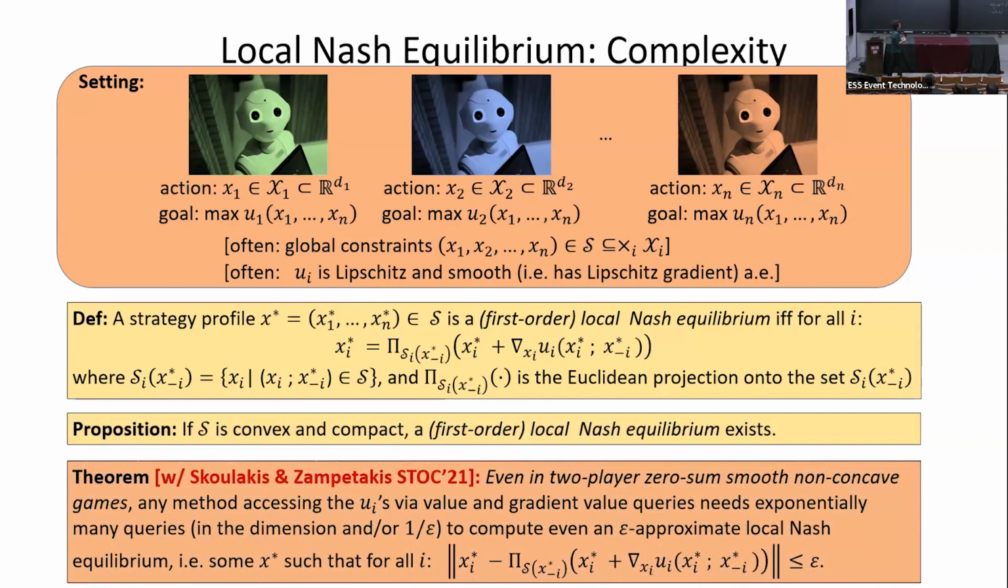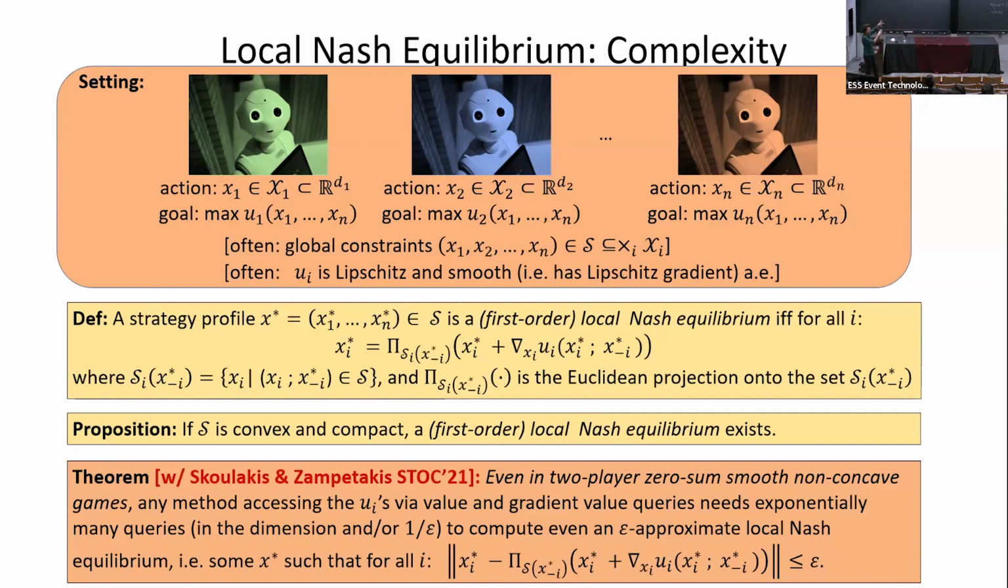Okay, so what you can show is that any first order method, any method that accesses the utilities with gradient queries and value queries, needs exponentially many steps to converge to such a thing, even to an approximate one. So finding an approximate Nash equilibrium, a point that doesn't move too much after one gradient step, you'll have to pay exponentially in the dimension or 1 over epsilon to find it.